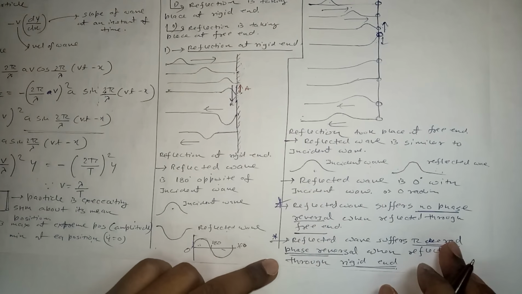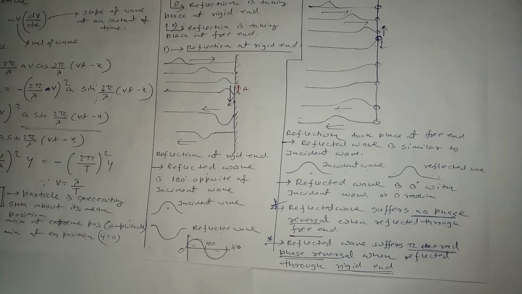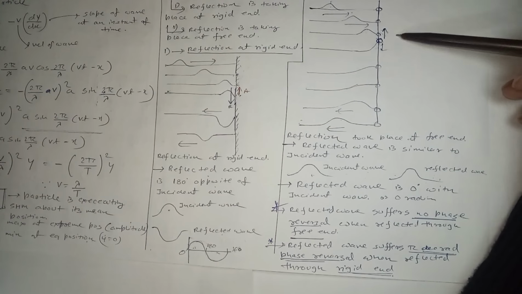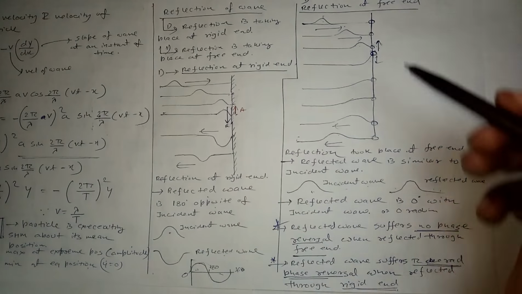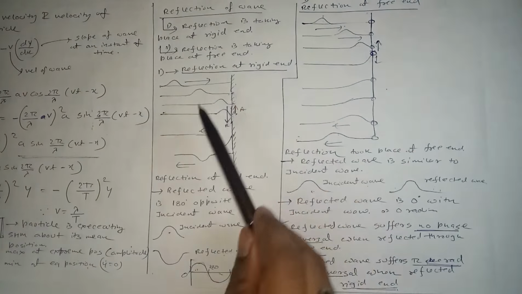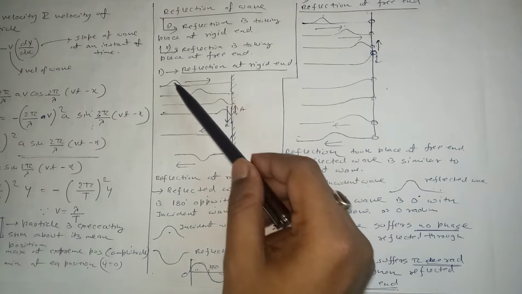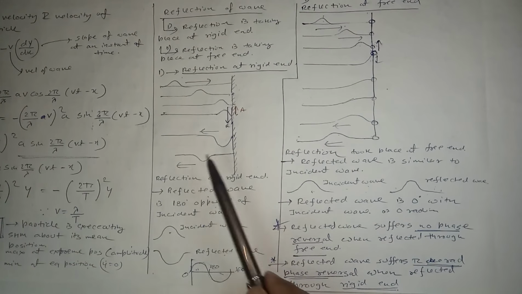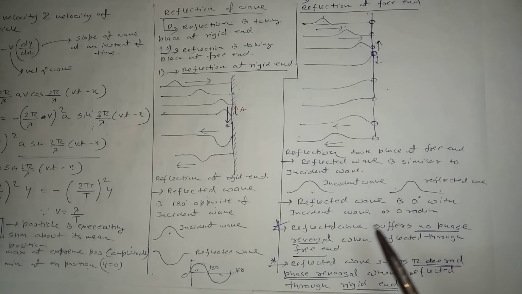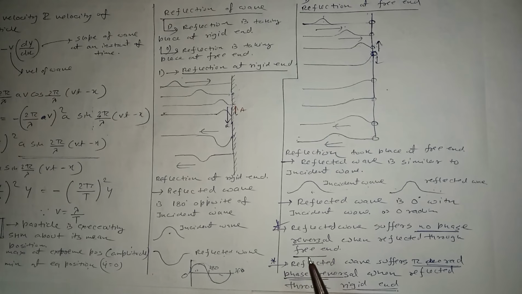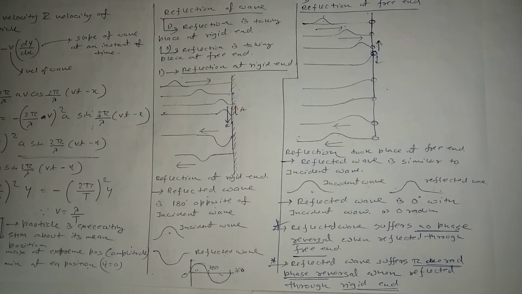Always remember this point: while reflection from a free end there is no phase reversal, but while reflection from a rigid end there is a phase reversal. You can see the incident and the reflected waves. While reflecting through a rigid end there is a phase reversal of pi radians, and while reflection from a free end there is no phase reversal. Okay, now in the next lecture we will be continuing this idea.